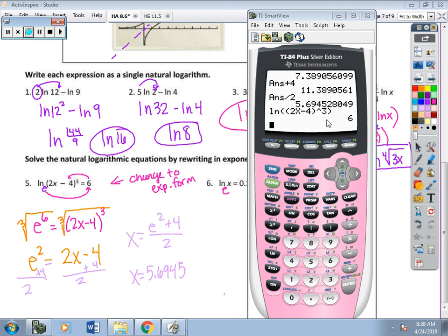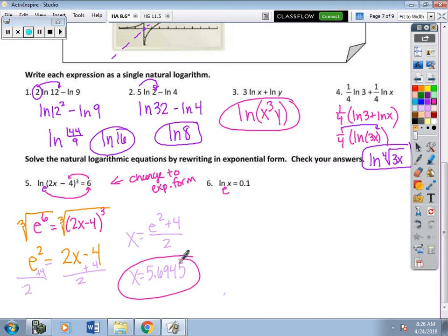What we needed to do was just add in that extra set of parentheses before we checked it. Thank you very much, Austin. All right, the next one's going to be a little easier because we aren't going to have that parenthesis.